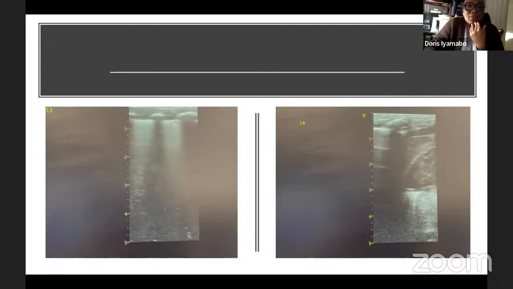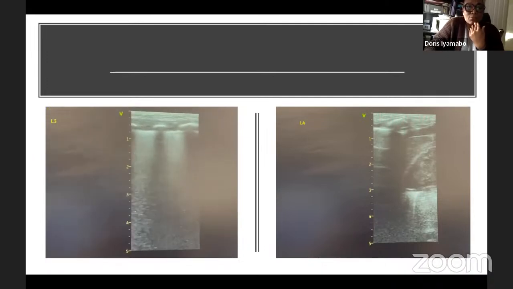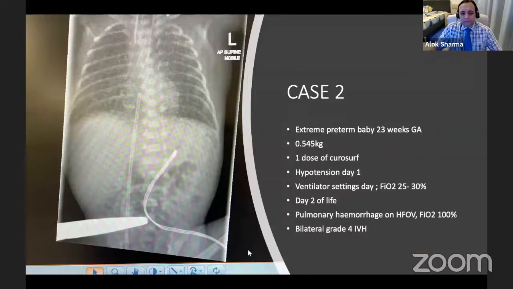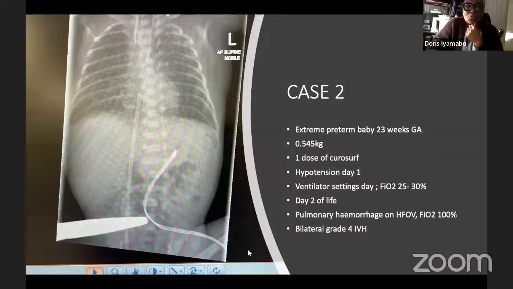Okay, so the second case, it's brief also. Yeah, no problems. I was just opportunistic. I thought it was a good one to try to do a long ultrasound.